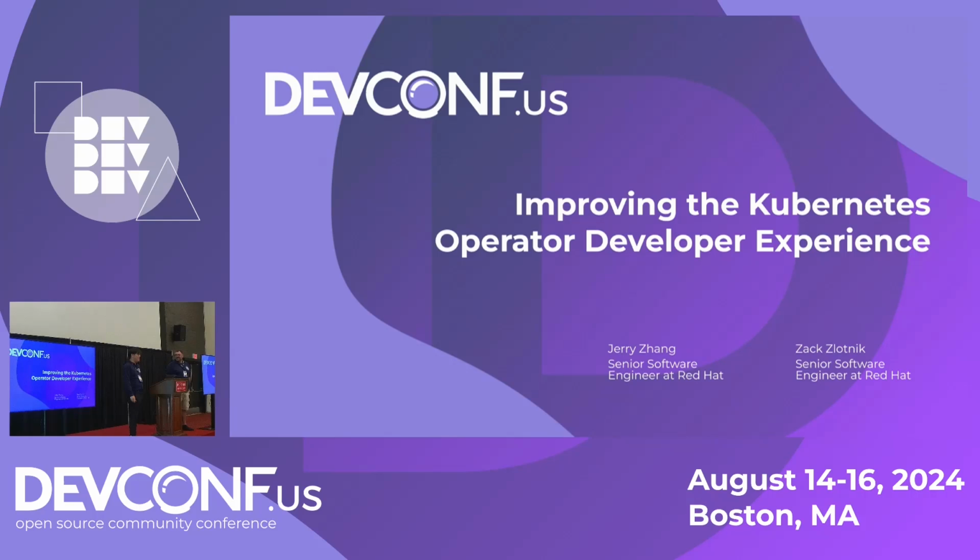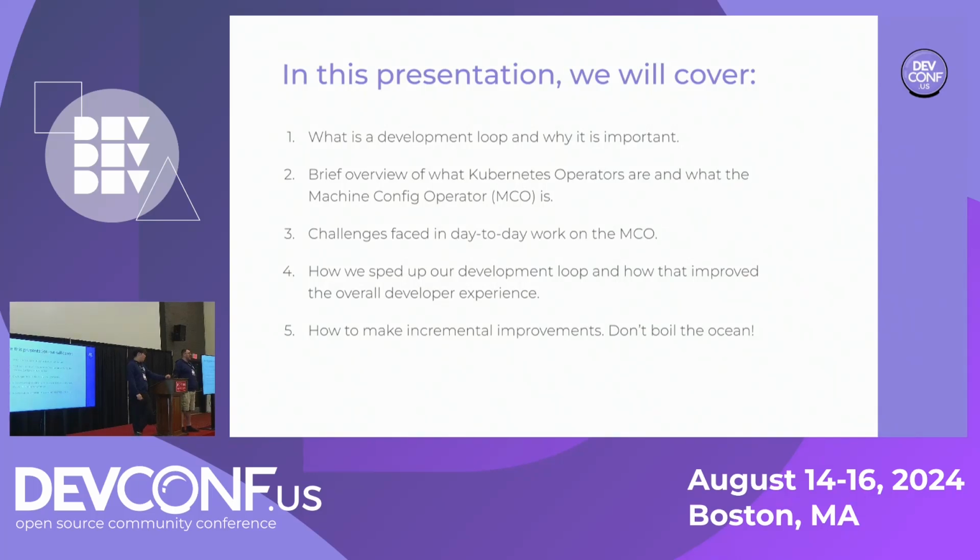Indeed. And welcome to our talk today, where we're going to talk to you a little bit about developing Kubernetes operators. So let's just take a quick look at what we'll cover today. We'll talk a little bit about what a development loop is and why it's important for a developer's day-to-day. We'll give you a little bit of overview about the Kubernetes ecosystem, as well as the component that Zach and I work on, the machine config operator. Right? We'll talk about our day-to-day challenges. We'll talk about how we sped up that development loop.